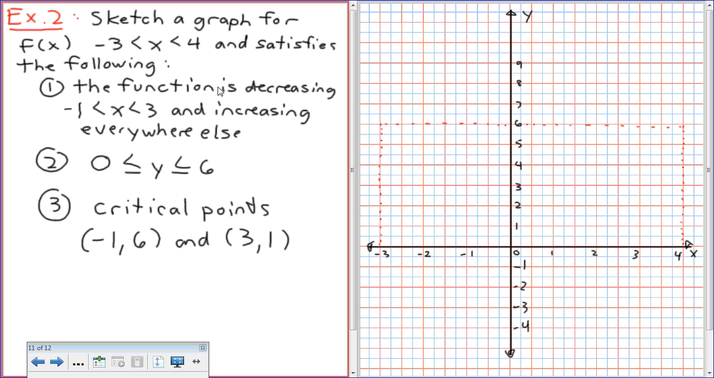Okay, so let's start with critical points. So I'm going to draw my points, one point at -1, 6, and at 3, 1.